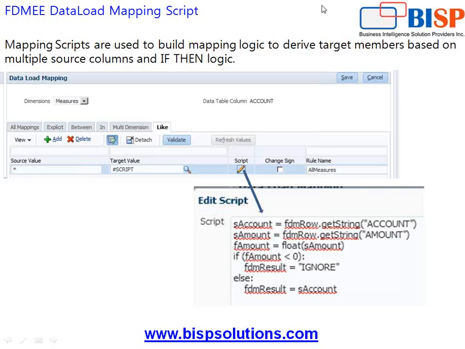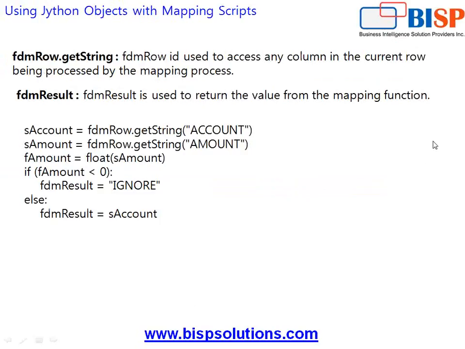Let's interpret the script. So you see, we can define a script under the data load mapping section. You add the script and put your script over here. The script is fairly simple. In this script, I use a Jython object within the mapping script. I use a Jython string, so the name indicates getString. The getString function, with fdmRow ID, is used to access the column in the current row, which is being processed.